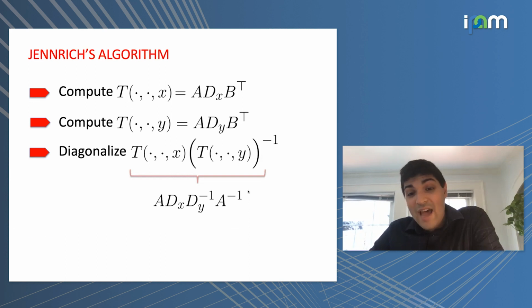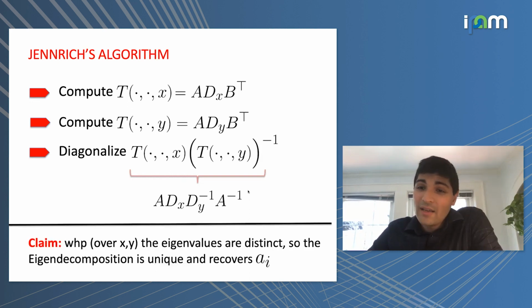So now this is exactly what we're looking for: this is an eigendecomposition. In particular, I can construct this matrix, T hit with x times T hit with y inverse. And the unknown factors that I'm looking for are exactly the eigenvectors of this matrix. And eigendecompositions are unique under fairly tame conditions. What do I need in order for the eigendecomposition to be unique? Well, it suffices to have all of the eigenvalues be distinct. So the eigenvalues are exactly what happens in this diagonal matrix, D_x D_y inverse.